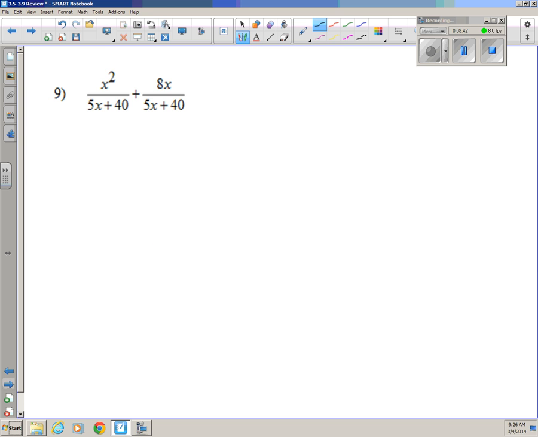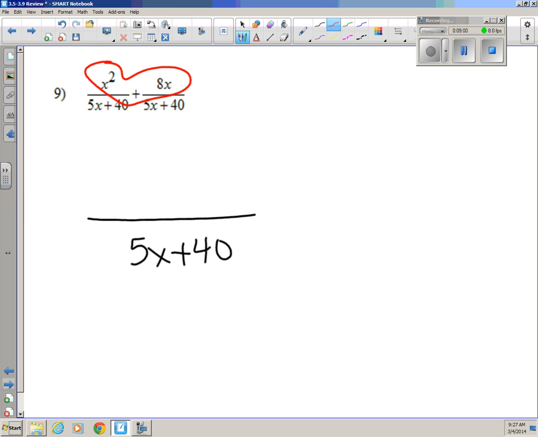Let's go to the next one. This is addition, so now we're changing gears. We're now adding. These happen to be like denominators. That's awesome. That's what we want. So the denominator stays the same, 5x plus 40. The numerators, it's just addition. I don't have like terms, so I have to write this as x squared plus 8x.